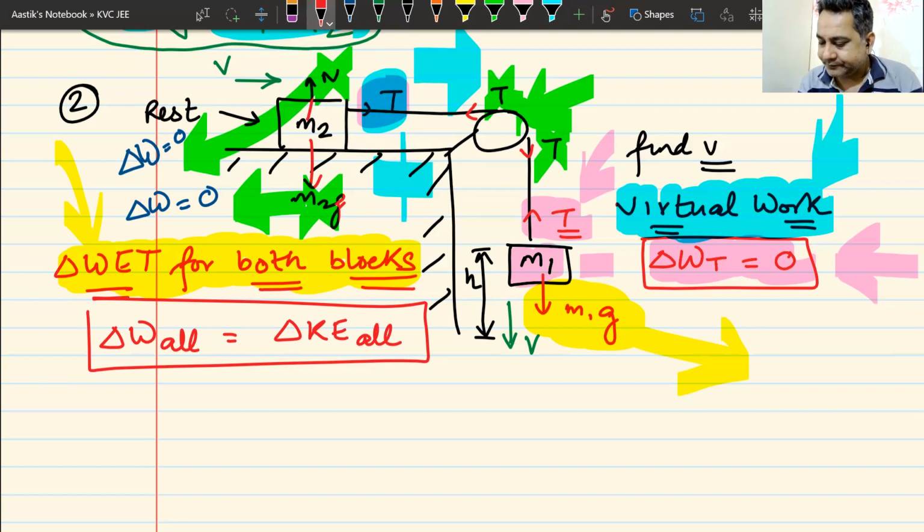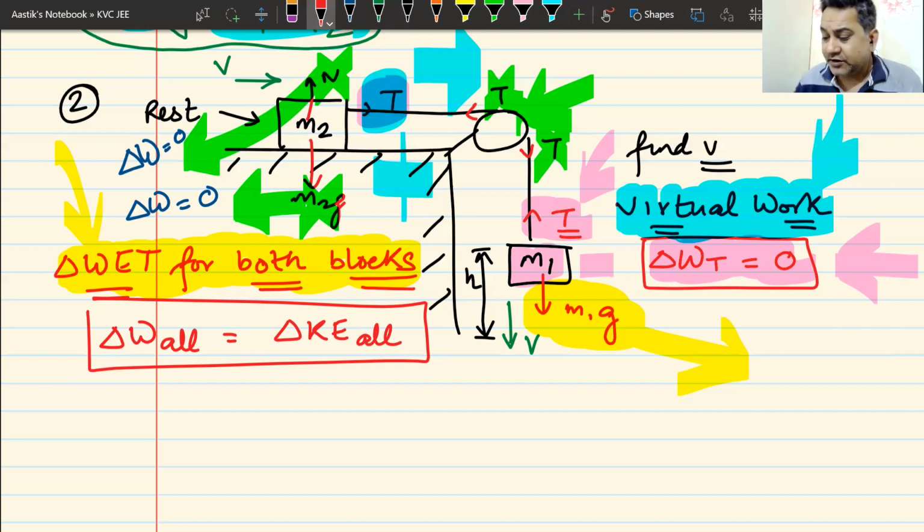I repeat, here I am going to apply the work energy theorem for both the blocks together. I will find the work done by forces on block 1, and the work done by forces on block 2. Add them, and that will be equal to the change in kinetic energy of both the blocks together.